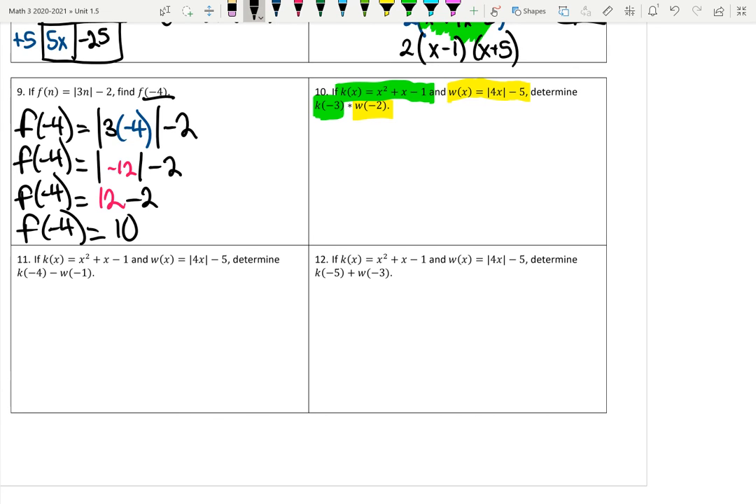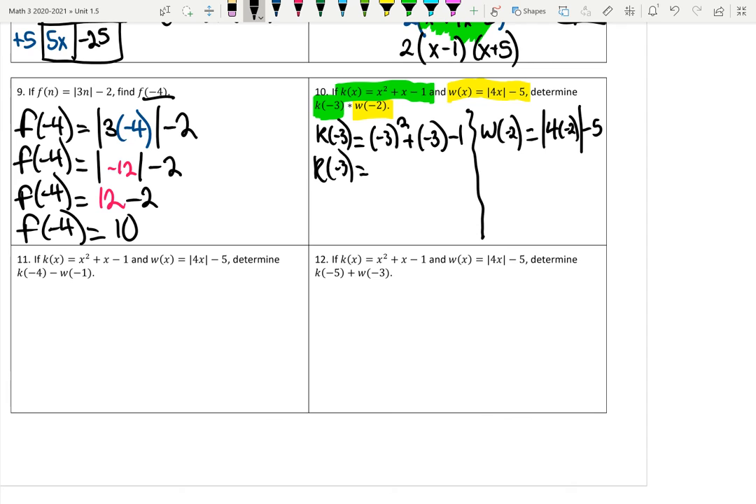So what is negative 3? I'm going to plug in K of negative 3, and it's going to be negative 3 squared plus negative 3 minus 1. Similarly, W of negative 2 is going to be 4 times negative 2 minus 5.